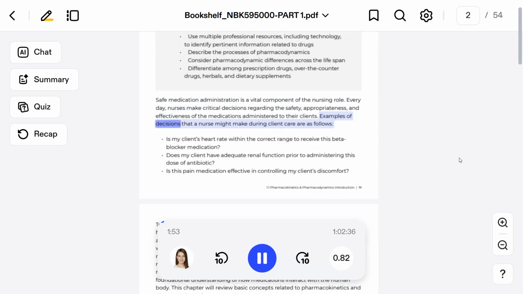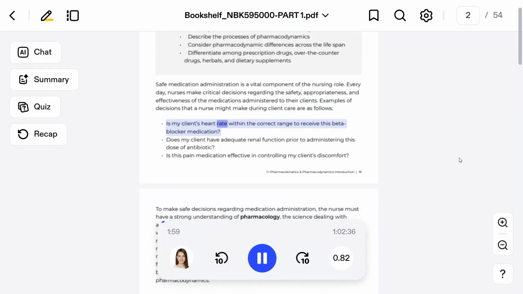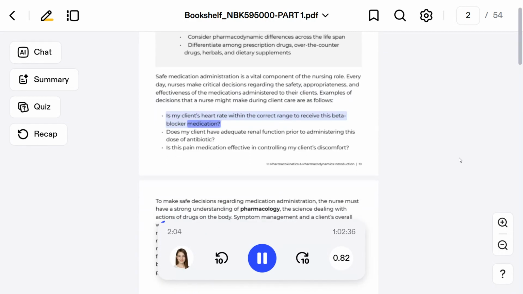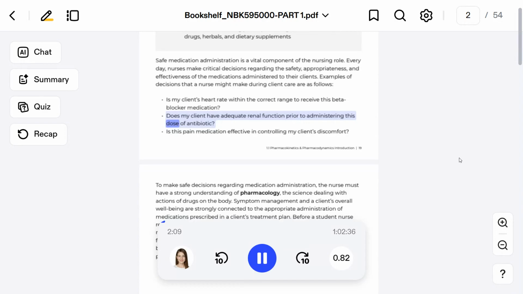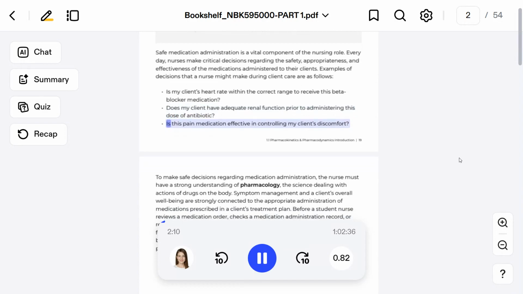Examples of decisions that a nurse might make during client care are as follows. Is my client's heart rate within the correct range to receive this beta blocker medication? Does my client have adequate renal function prior to administering this dose of antibiotic? Is this pain medication effective in controlling my client's discomfort?